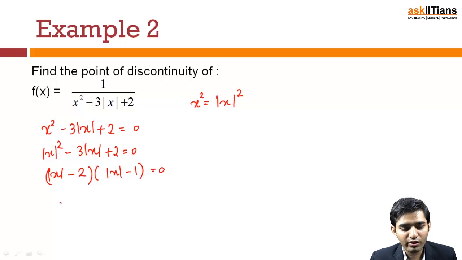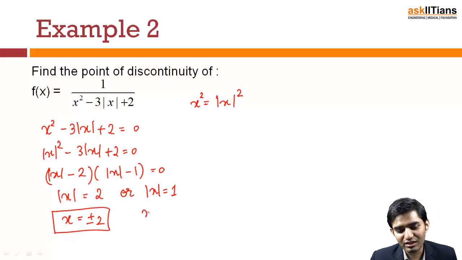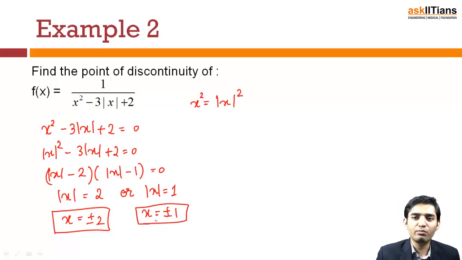which is equal to 0. So from here I will basically get either mod of x should be equal to 2 or mod of x should be equal to 1. If mod x is equal to 2, what should be x? Then x can be either plus 2 or minus 2, because mod of minus 2 is also 2 and mod of plus 2 is also 2. And if mod x is equal to 1, x is either plus 1 or minus 1. So if I am opening the mod, it will become plus minus. Mod x equal to 1 means x equal to plus minus 1, and mod x equal to 2 means x equal to plus minus 2.